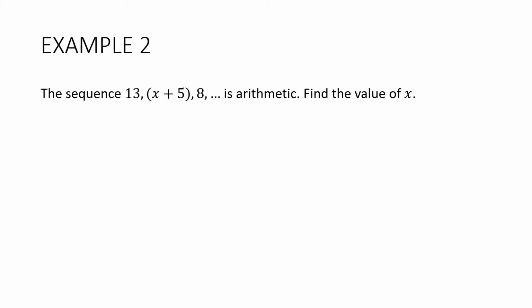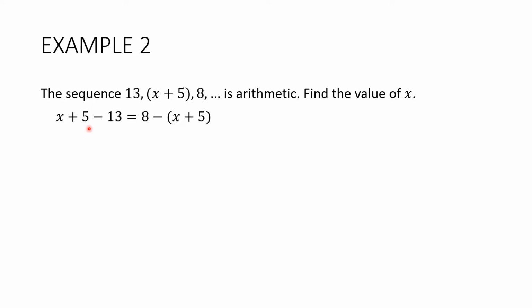Example 2, the sequence 13, x plus 5, 8 is arithmetic. Find the value of x. So the formal way to do this is to set up an equation. The second term take away the first term would equal the third term take away the second term, like this. Be careful of your brackets here. And we just need to solve this equation now.